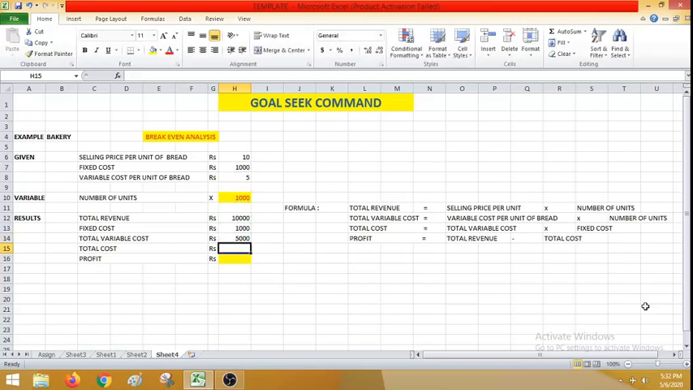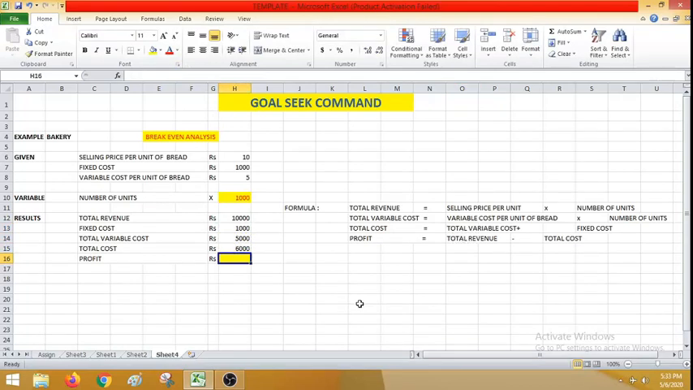So what is total cost? Total cost is total variable cost plus fixed cost. Just a minute, so here it is plus. So total cost is equal to total variable cost plus fixed cost. So the total cost is 6000.